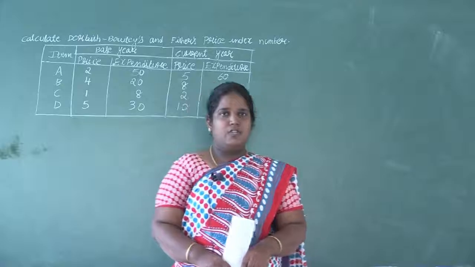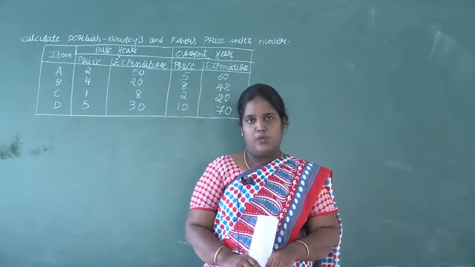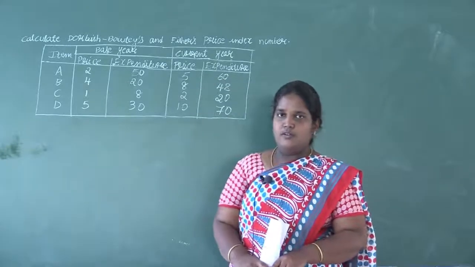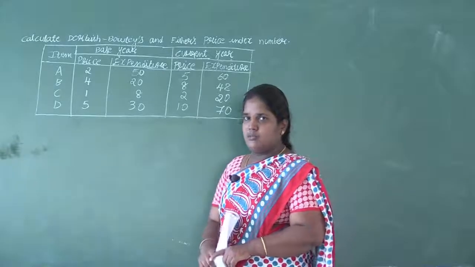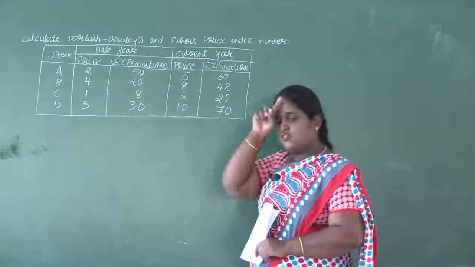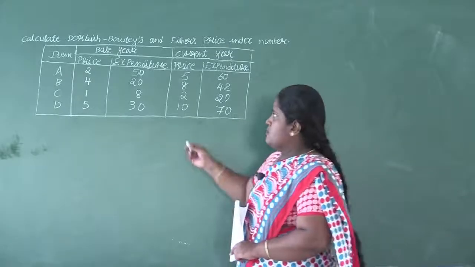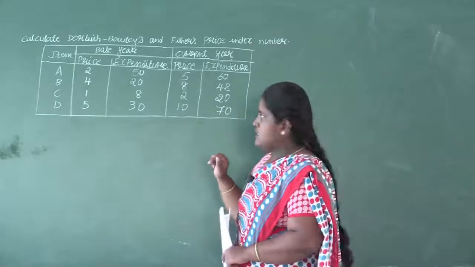Good morning students. In the previous class we were studying the weighted aggregative method where price and quantity values were given. Now we'll begin with the same method of problems, the weighted aggregative method, but here price and expenditure are given, not the price and the quantity. So here I have given the question: calculate Dorbish-Bowley's and Fisher's price index number.